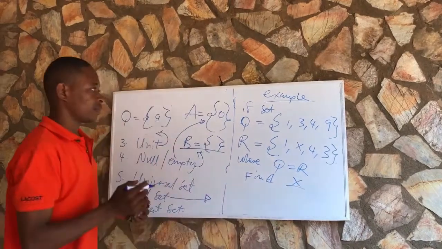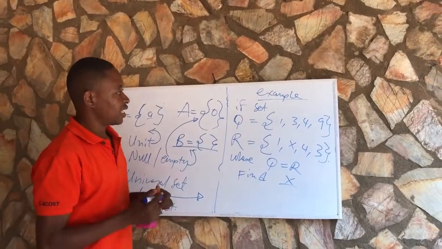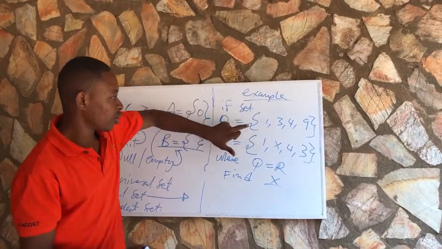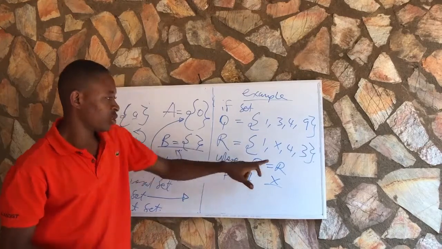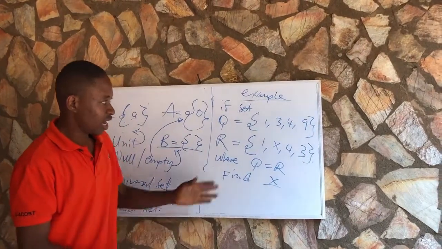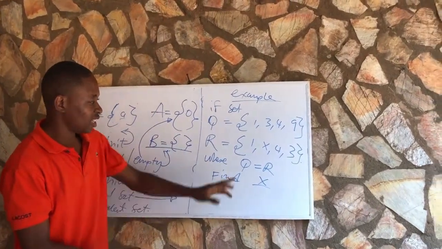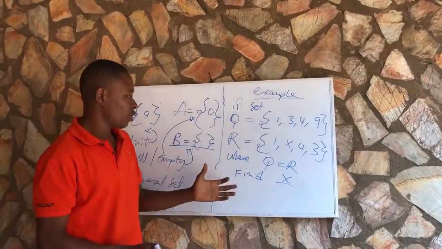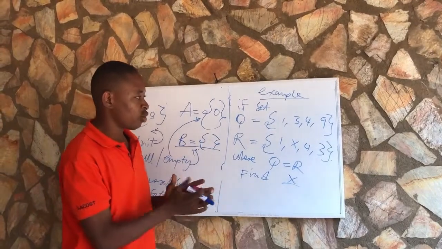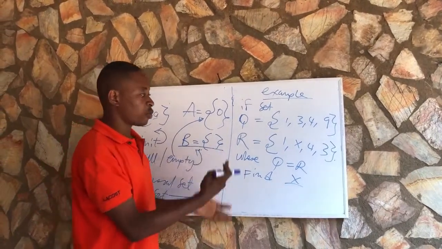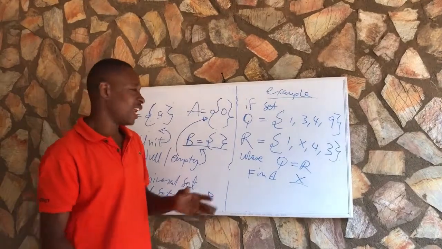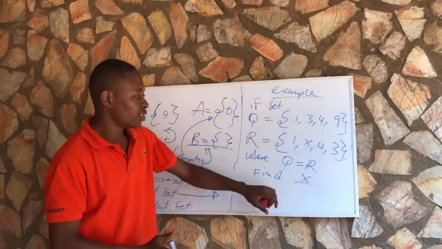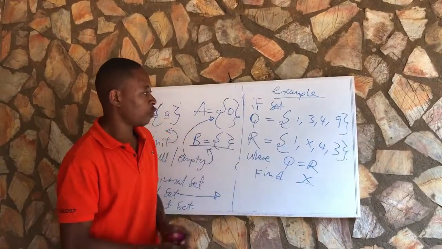Find X. So looking at this example, we have the set Q which contains these elements, set R which contains those elements, and the question is further telling us that the set Q is equal to R. From what we just learned, we know that if two sets are equal, it means they have corresponding elements. In other words, the element that is in one set is equal to the element in the other set.